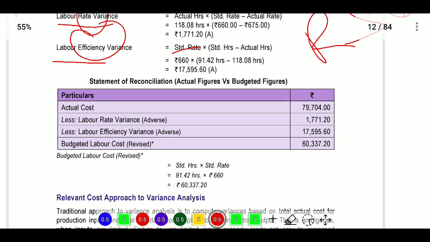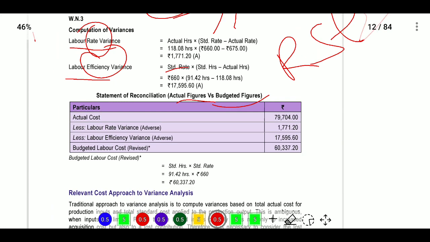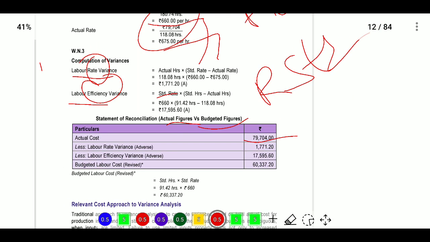Next, the statement of reconciliation, that is actual figures versus budgeted figures. The actual provided was 79,704. Now what are the variances? Both are adverse only. Adverse means unfavorable, which means we need to deduct: 79,704 minus 1,771 minus 17,595, and we will get the revised budgeted cost.